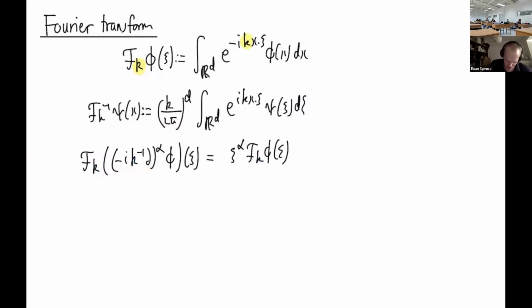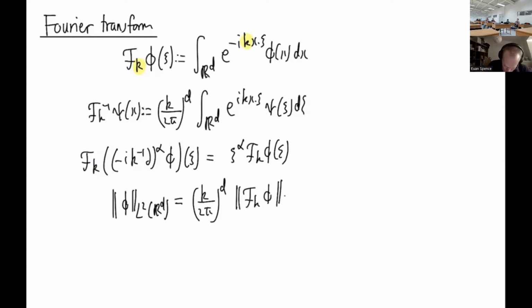Okay, so then I'm going to use Plancherel's theorem. I used to call it Parseval's theorem, but apparently Parseval is for the Fourier series and Plancherel is for the Fourier transform. So this is something I learned last year. That's the Plancherel theorem.